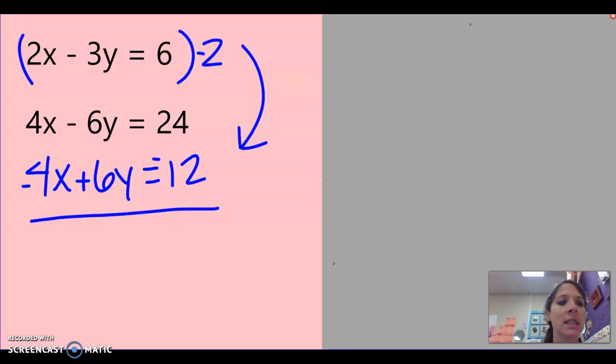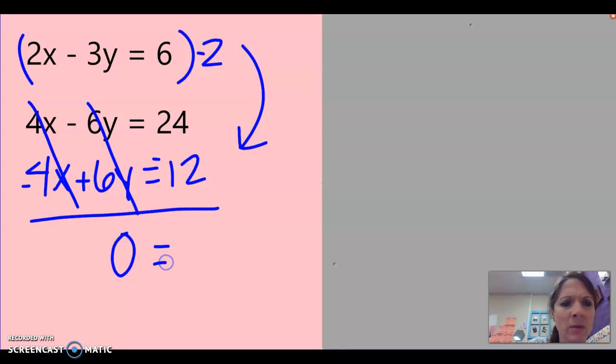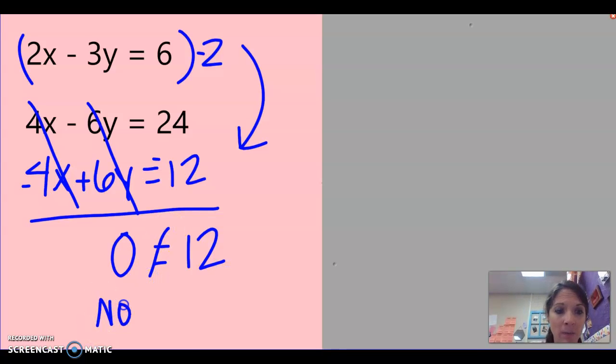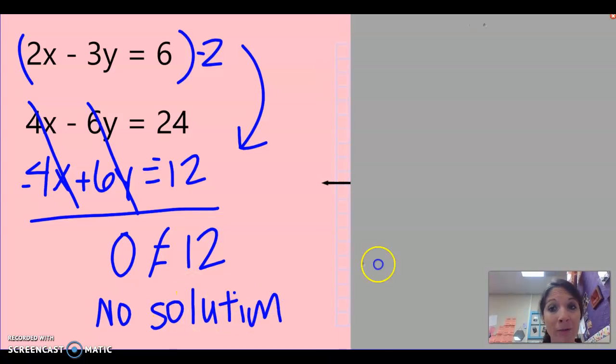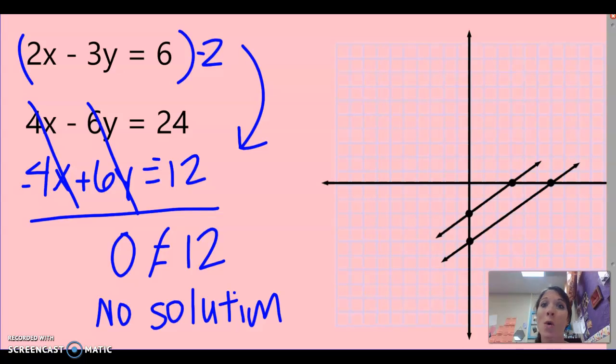Okay, now what you're going to see is my 4x's are going to cancel, and my 6y's are going to cancel. Shoot. And then I have 0 equals 12. That's not a true statement. That would mean no solution. On a graph, remember what that looks like? Oh, parallel lines. Got it. No solution because they're never going to cross.